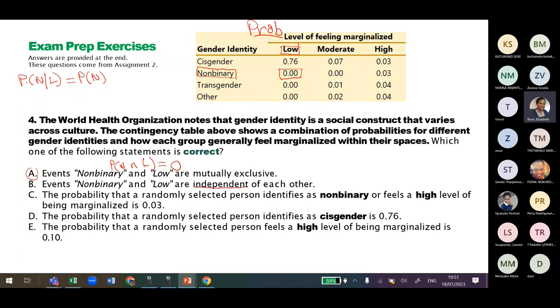What is the probability of non-binary? It is the sum of all these values. You add all of them, because on this table, on the total, you get the simple probabilities. So 0 plus 0 plus 0.03 is 0.03. That's what we have, 0.03. Now we need to find out if this side is the same as that side. How do we find that out? We need to use the conditional probabilities.